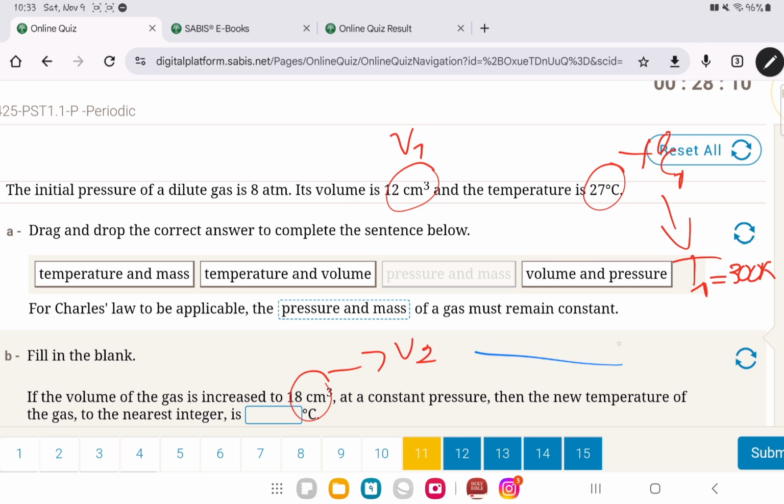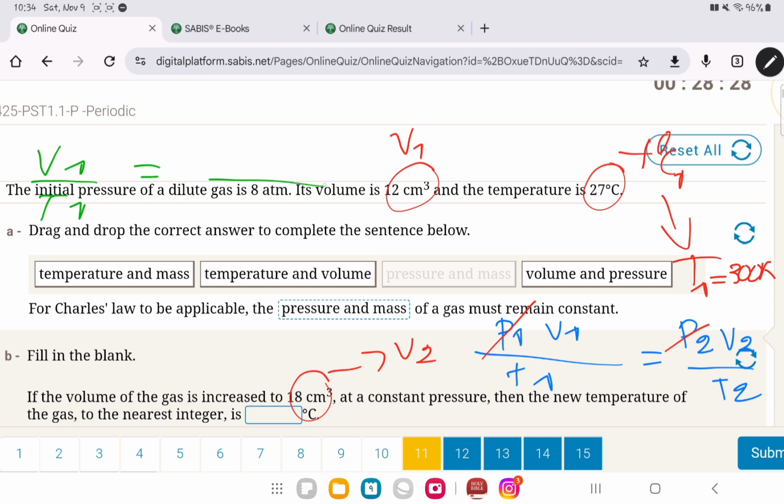To do that, we're going to apply P1 V1 over T1 is equal to P2 V2 over T2. What is constant? We have that the pressure is constant, so we cross out the pressure, and we get this equation: V1 over T1 is equal to V2 over T2. Now substituting it, it becomes 12 over 300 is equal to 18 over the new temperature.